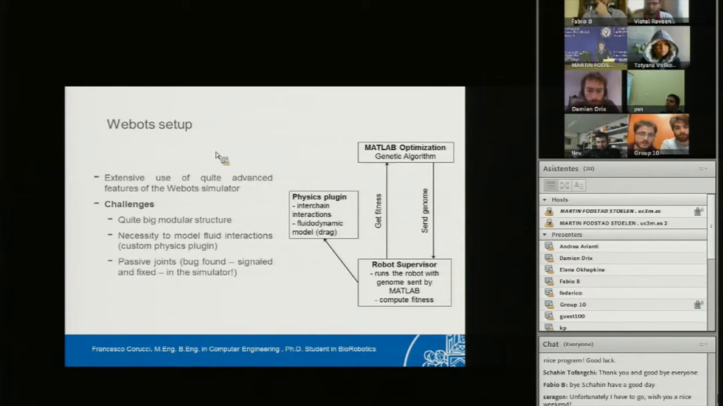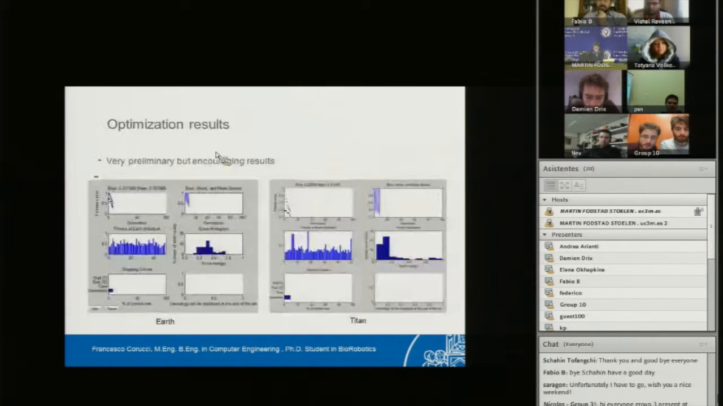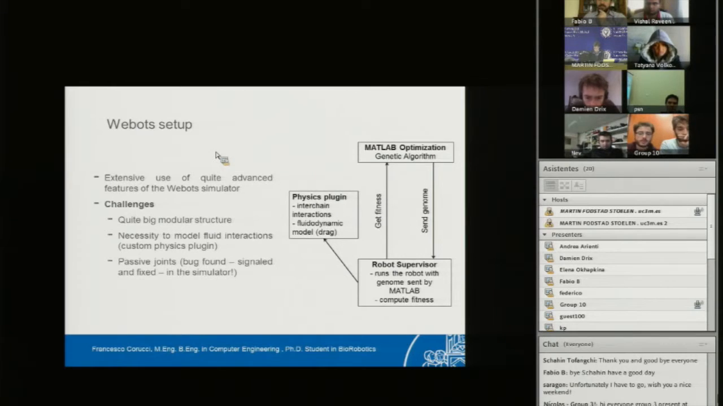Okay, some practical details about Webots, the simulator that we had to use. We had to make extensive use of this instrument. In particular, as I already mentioned, we had some challenges. We had to model a quite big modular structure, which is something that is not usually done in Webots. We had the necessity to model some kind of fluid interaction, so we had to write a custom physics plugin, and we had to deal with the passive joints that were really important in our setup. We also found a bug in the simulator that we signaled, and it was fixed very quickly by the Cyberbotics guys that we want to thank.